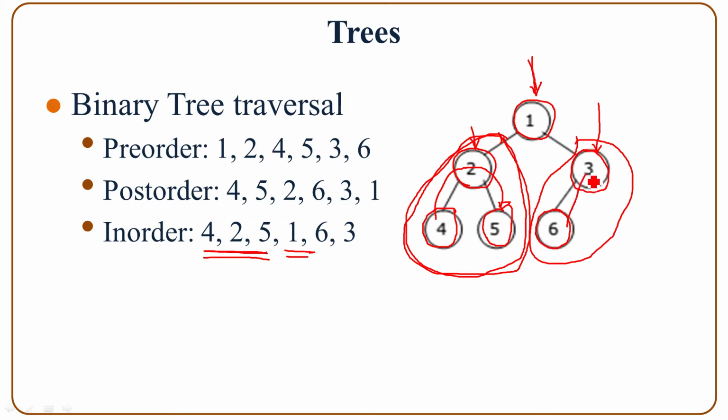And because we have nothing on the right of 3, right? If we had something, we would visit it, but because we have nothing, once we're done with 3, we're done with the subtree on the right, and then we're done. You can see the order of those nodes, 6 and 3.